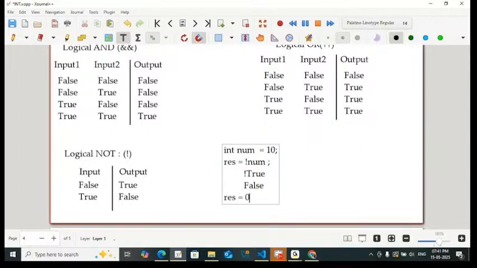Logical NOT is used to negate logical values. NOT of true is false and NOT of false is true. So these are the basic logical operators, and we are using basic gates for logical operations. It is your basic AND and OR operators only being used.